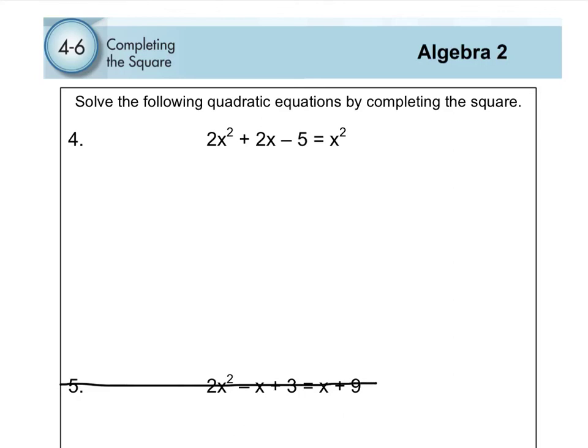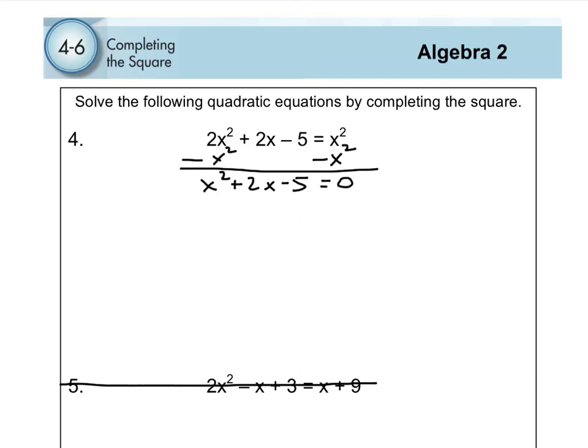Example number 4. All right, so you'll notice we have 2x squared plus 2x minus 5 equals x squared. Okay, and again, we always want x squared and x to be on the same side and the number to be away from it. So I'm going to subtract this x squared. And I've got an x squared, because 2 minus 1 is 1, x squared plus 2x minus 5 equals 0.